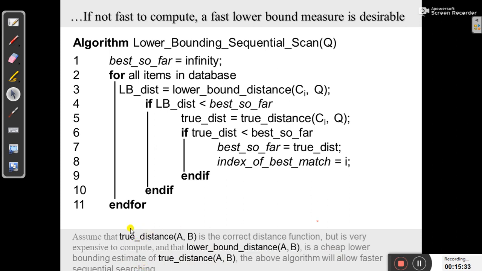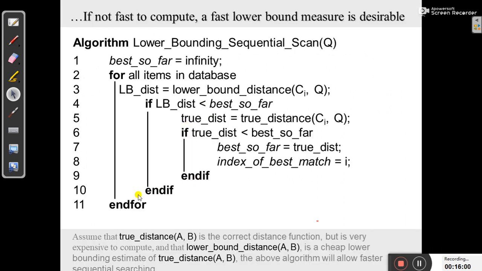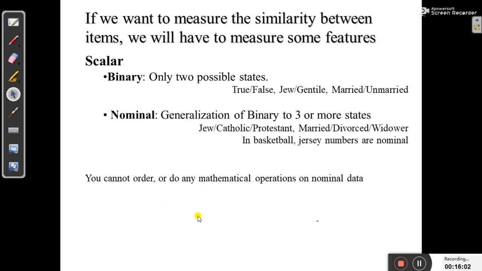Sometimes finding the actual distance between A and B might take time, but finding the lower bound distance between A and B might take less time. So having that will also suffice for our need. We don't need to go for the true distance calculation. That is why a fast lower bound measure is desirable if your distance measure function takes time to compute the true distance.